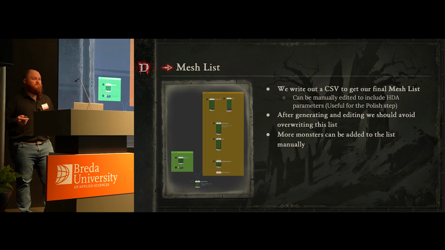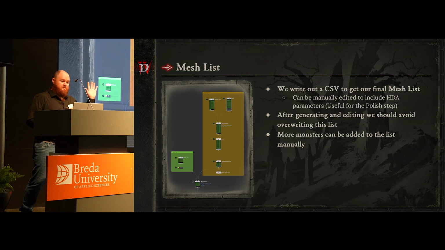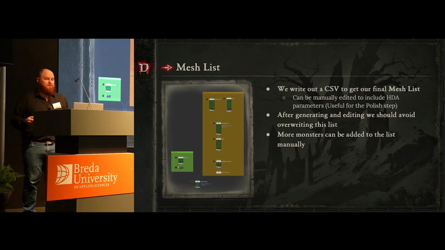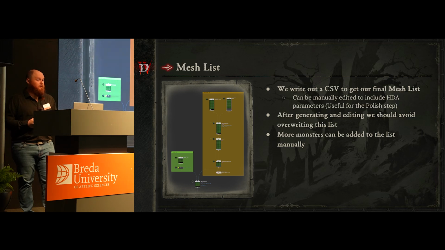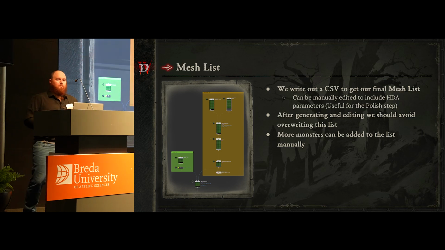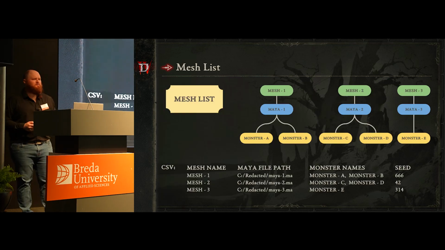We write out a CSV file for our final mesh list, and this list, the CSV, can be manually edited to include HDA parameters, and this is useful for our polish step. After generating and editing this list, we should avoid overwriting it to prevent losing our work. More monsters can be added, however, but that's a little bit more of a manual process. Typically doesn't happen that often, though.